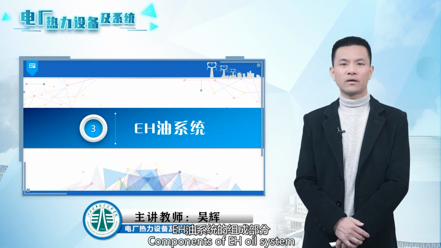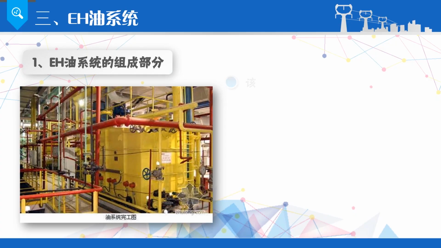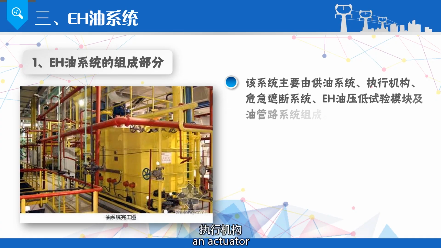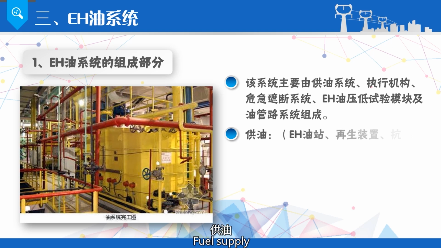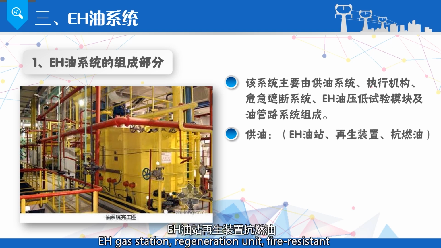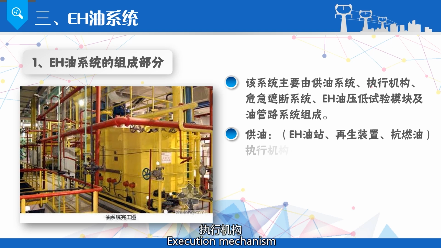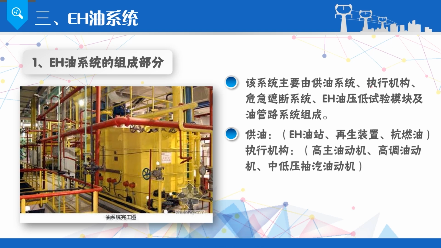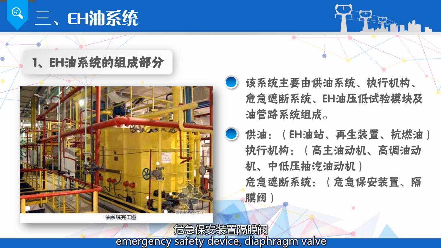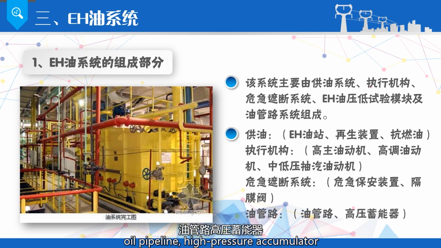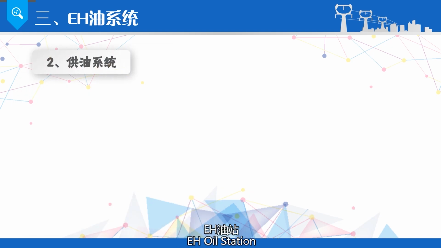EH oil system. Components of the EH oil system. The system mainly consists of an oil supply system, an actuator, an emergency shutdown system, an EH oil pressure load test module, and an oil pipeline system. It includes the fuel supply, EH oil station, regeneration unit, fire resistant oil, actuators, high pressure main engine, high pressure regulating engine, medium and low pressure regulating engine, emergency shutdown system, emergency safety device, diaphragm valve, oil pipeline, high pressure accumulator, and oil supply system.